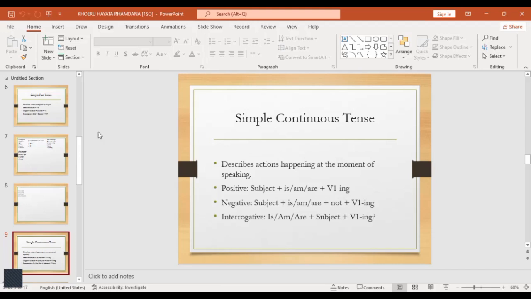For questions, we begin with the form of to be. For example, are you watching TV now? Are you currently watching TV? For the subjects he, she, or it, we use is at the start of the sentence. Like in, is she reading a book?